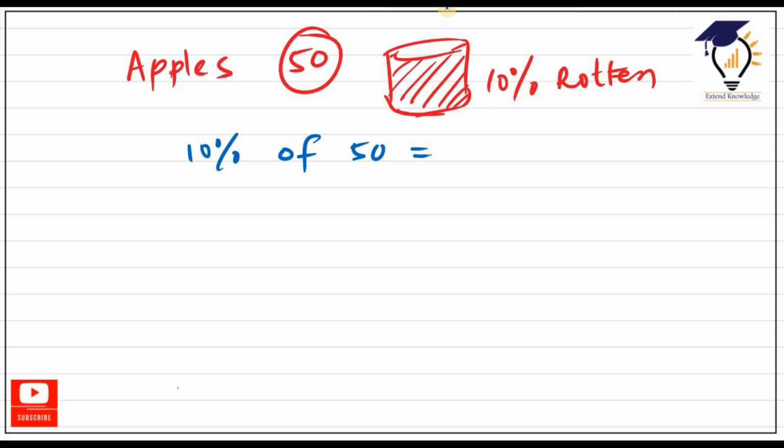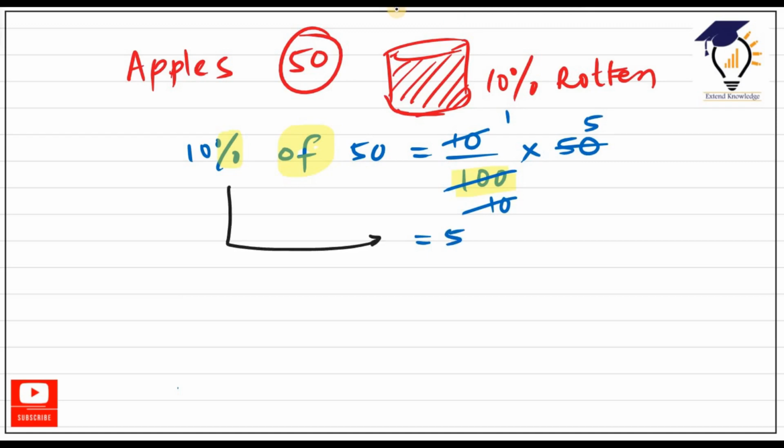As we know the calculation process, either we can convert into a fraction times 50 or a decimal times 50. So I am writing 10% as 10 over 100. Rewrite the percentage symbol with 100. Of means multiplication, that is times, and the whole quantity is 50. 10 over 100 times 50. Let's simplify this. 10 times 1 is 10 and 10 times 10 is 100. Again 10 times 5. What we get here is 5. So we calculated 10% of 50 is 5. So 5 apples are rotten.